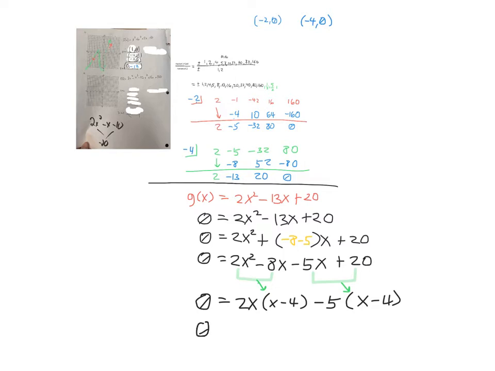rewrite the 0. Teachers like that. And then you make two parentheses. What's one of them going to be? The repeated parentheses. Put it right there. What goes in here? Everything else. That's what goes in there. What is everything else? 2x minus 5.